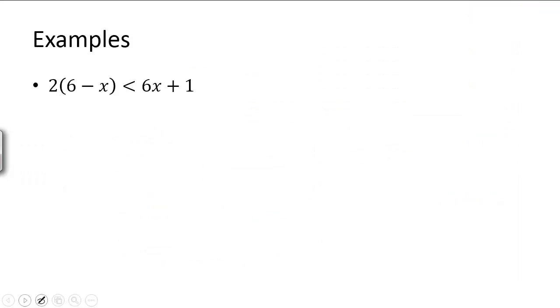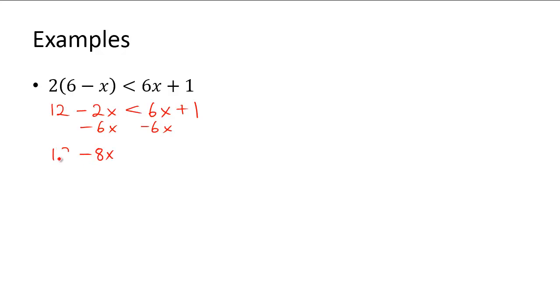Here's some more examples of solving inequalities. So here, we solve it just like an equation, but if we run into a negative multiplication or division, we need to take that extra step. So 12 minus 2x less than 6x plus 1. Let's say we want to subtract 6x from both sides. We'll have negative 8x, and the 12 and the 1 are still there. So now let's say we subtract 12. We get negative 8x is less than negative 11.